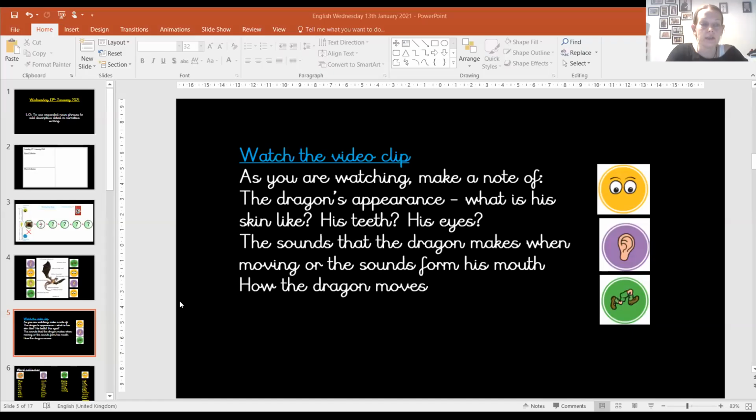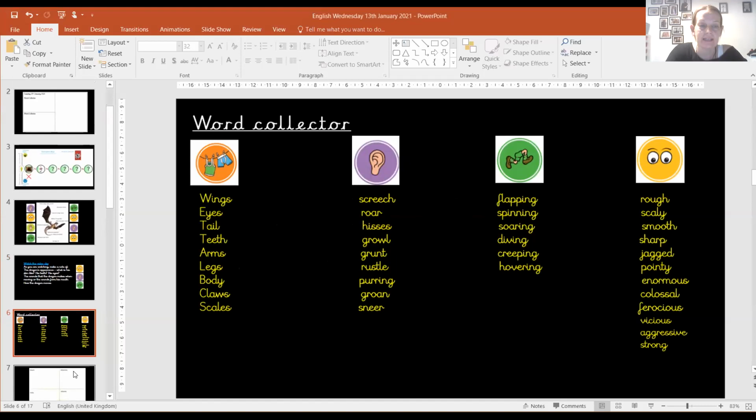So you should now have a fairly extensive list, a big list of words that you collected when looking at the dragon. So I'm going to share my word collector list now with you. So you can magpie as many of these as you wish. Hopefully you would have got some ones of your own as well. So the dragon was screeching, roaring, he hissed and growled, he grunted.